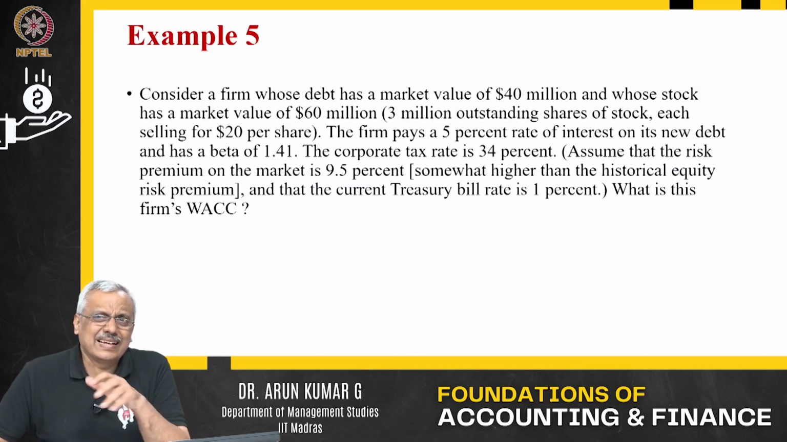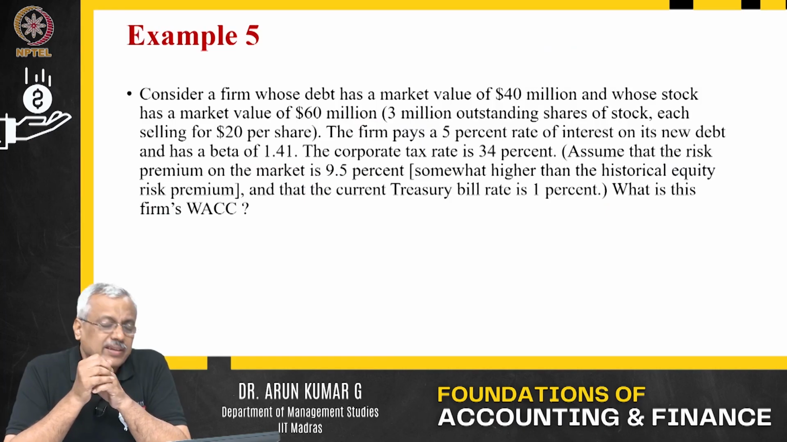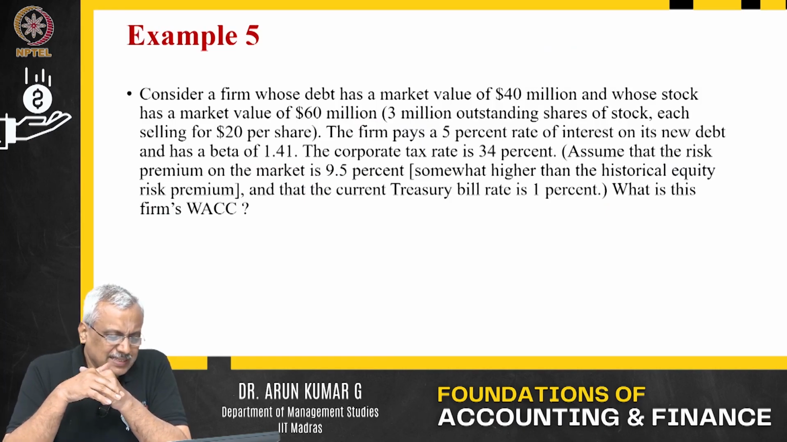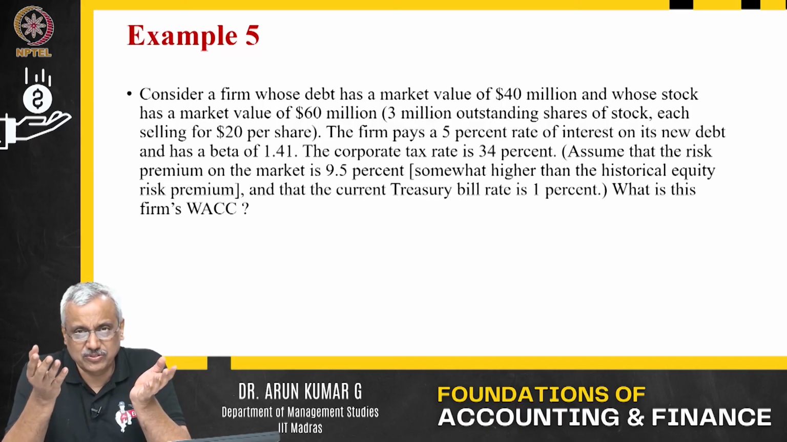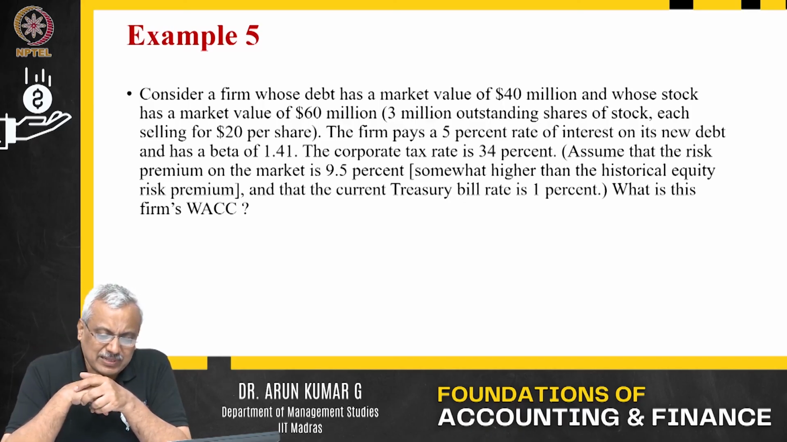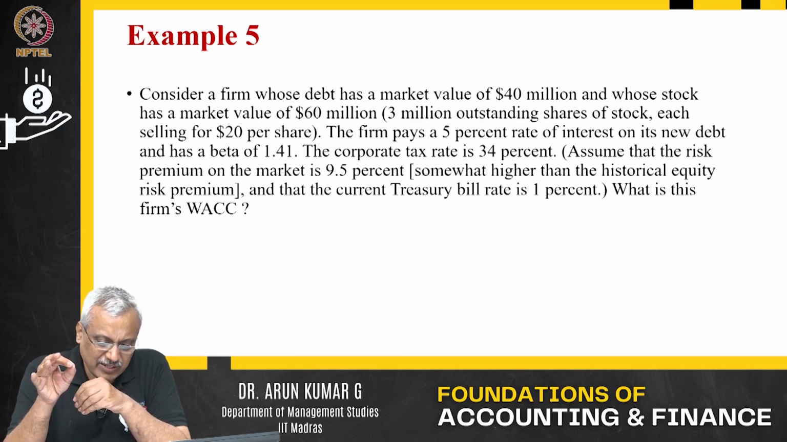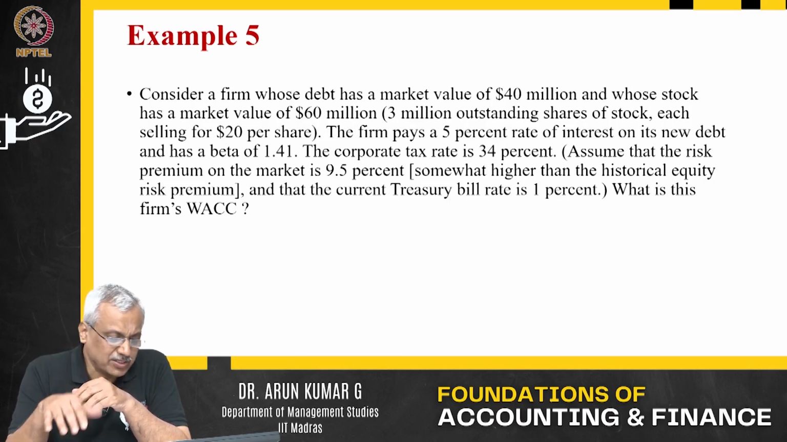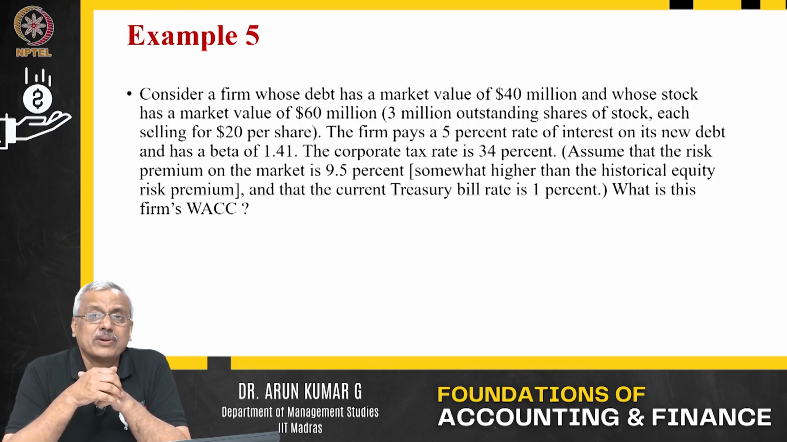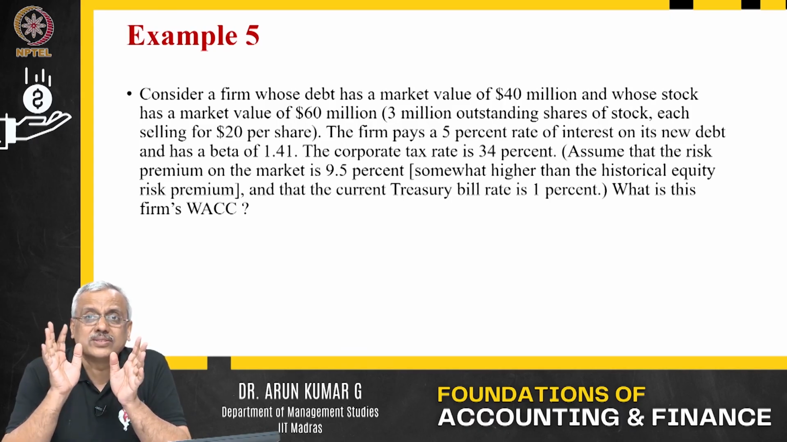So, from here let us take an example on this. Example 5. Consider a firm whose debt has a market value of about 40 million and whose stock has a market value of 60 million, 3 million shares at $20, 3 into 20, 60. The firm pays 5% rate of interest on the new debt and has a beta of 1.41. The corporate tax is 34%. Assume that the risk premium in the market is 9.5% and the current treasury bill is 1.1%. What is the WACC? That is all they have asked.